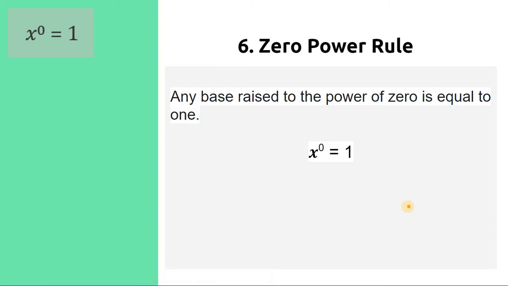6, this is the easiest. We have the zero power rule. So, ang ibig sabihin nito is that any base raised to the power of 0 is equal to 1. So, kahit anong base yan, whether it's x, y, z, a, b, c, 1, 2, 3, kahit number pa yung ilagay mo dyan, kapag ka ni-raise mo siya sa 0 or power of 0, your answer is always going to be 1.